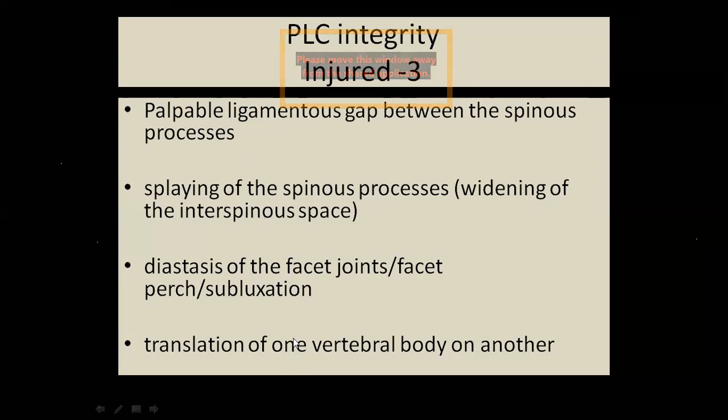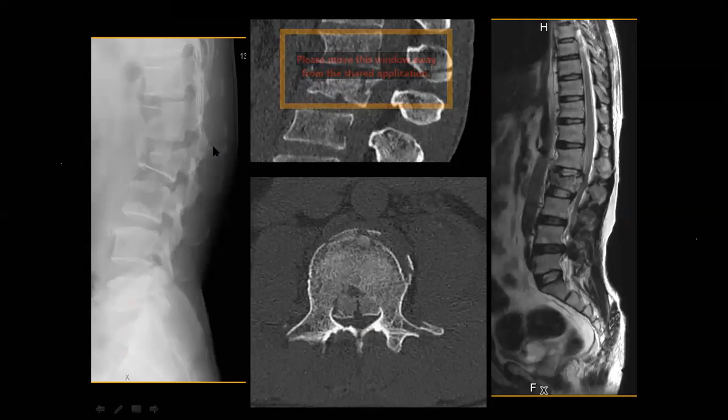So this widening of the spinous process cannot occur without rupture of the interspinous ligaments. This facet joint subluxation cannot occur without the rupture of the facet joint capsule. Translation cannot occur without rupture of the facet joint or interspinous ligament. So when you see these injuries, it is taken that posterior ligament complex is completely ruptured, you can give full 3 points. For example, see here, flexion distraction injury, there is a spinous process fracture, then that means the supraspinous ligament is ruptured, can give 3 points.